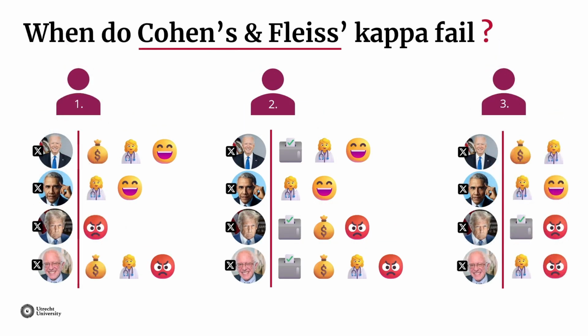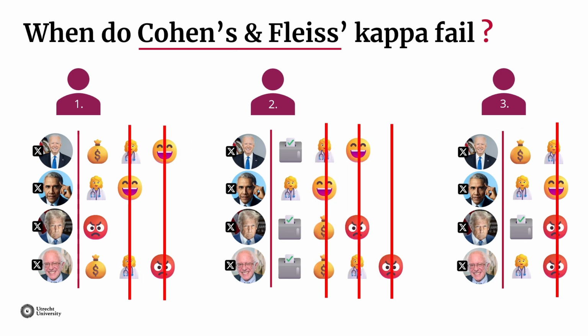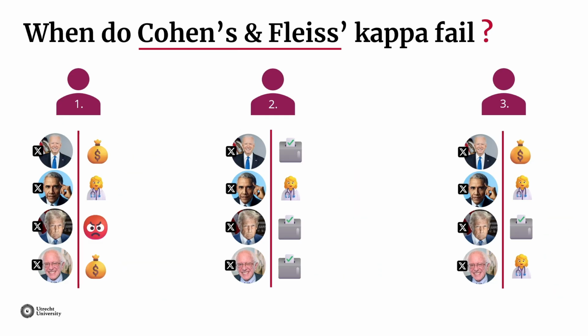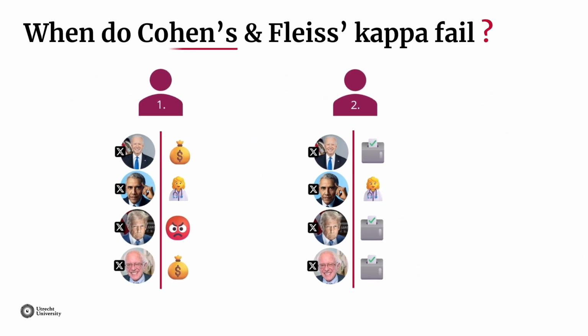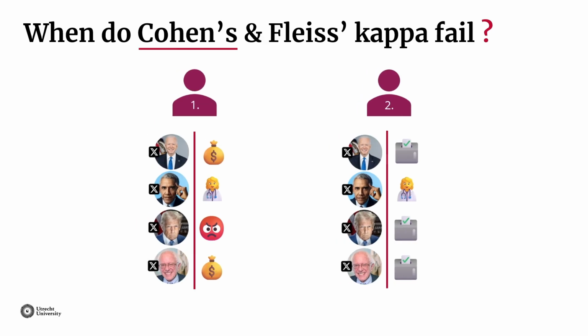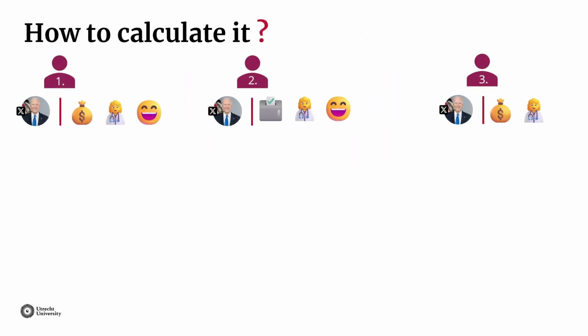So when do Cohen's and Fleiss kappa actually fail? Well, if we look at these classifications, we see that most of the time the raters selected multiple categories for each subject. This is not allowed for a normal Cohen's or Fleiss kappa. They only allow one category for each subject, so classifications will look like this. Moreover, for Cohen's kappa, only 2 raters are allowed. So if you need to measure the agreement for raters classifying subjects into multiple categories, you really need our measure.